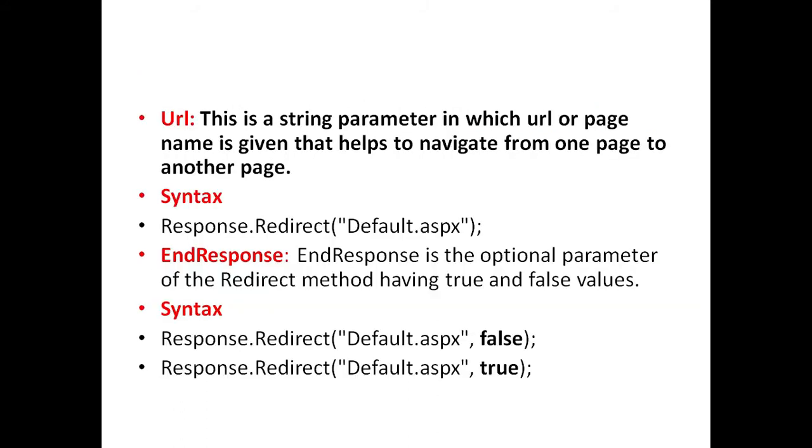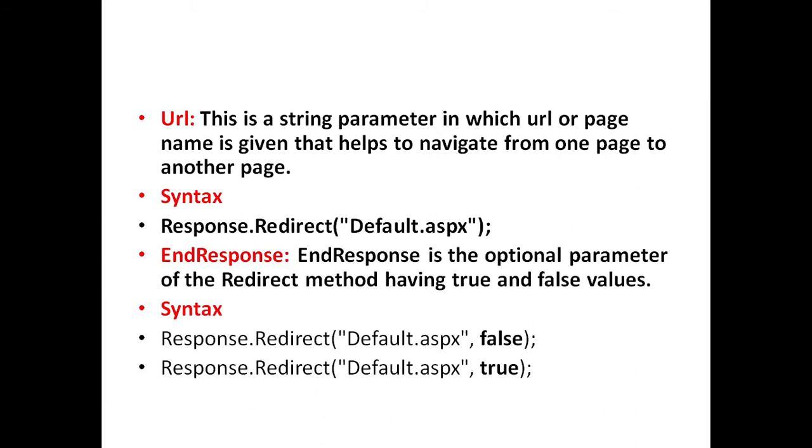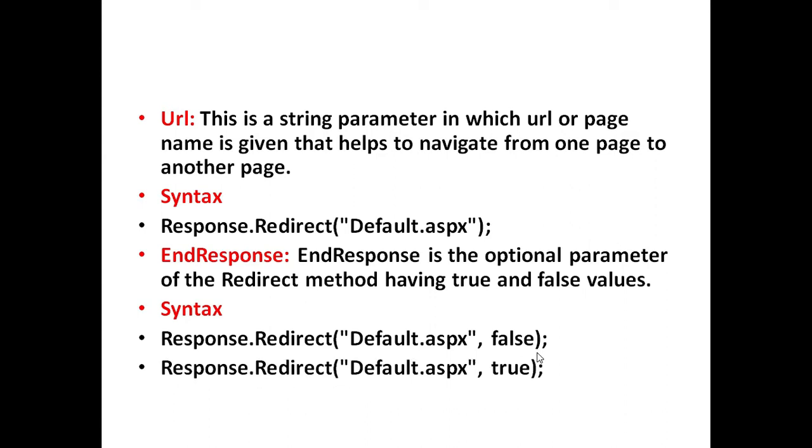URL is a string parameter in which a URL or page name is given that helps to navigate from one page to another page. The general syntax for defining the URL is Response.Redirect and the page name where you want to navigate in the application. And EndResponse is the optional parameter of the Redirect method having true or false values. The general syntax is Response.Redirect, the page name, and a false or true value.